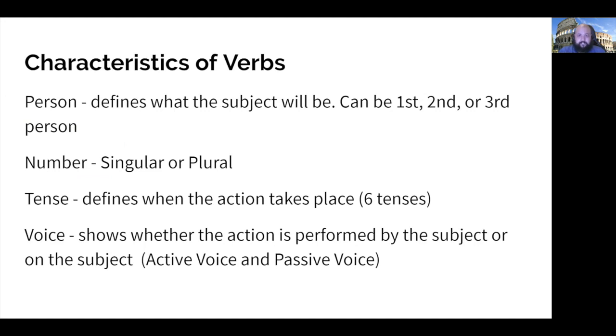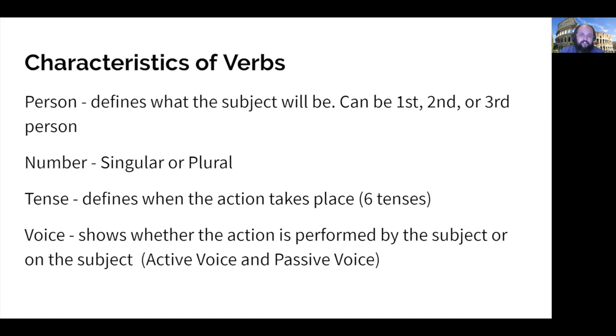So first person is I in the singular and we in the plural. Second person is you in the singular and you all in the plural. Here in the South, we can often just say y'all, and perfectly fine. In the third person, in the singular, we have he, she, or it, depending on who you're talking about or what you're talking about. And in the third plural, we have they, okay?